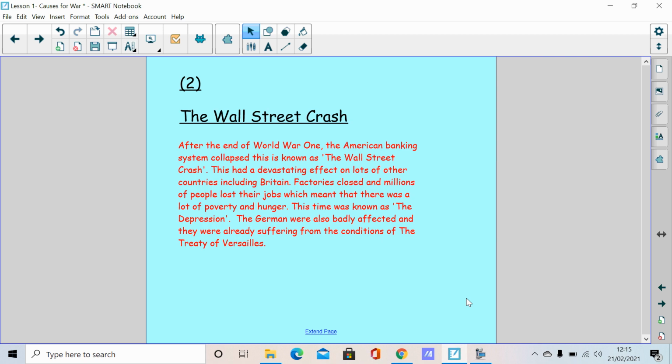Our second cause is something known as the Wall Street crash. So after the end of World War I, the American banking system collapsed. This is known as the Wall Street crash. Now, some of you might be thinking, how does the American banking system have anything to do with how World War II began? Well, it did. It had a massive effect, devastating effect almost, on lots of countries, including Britain.